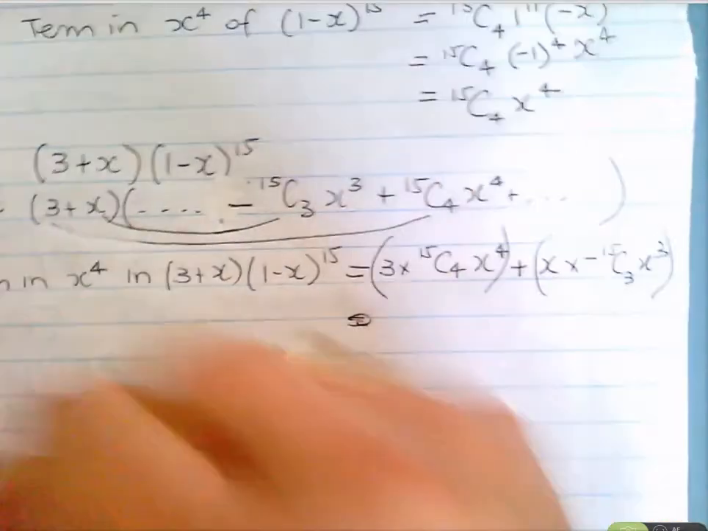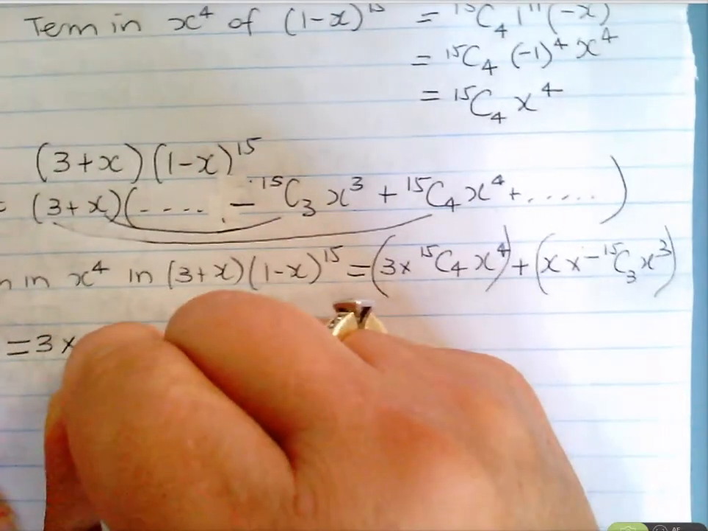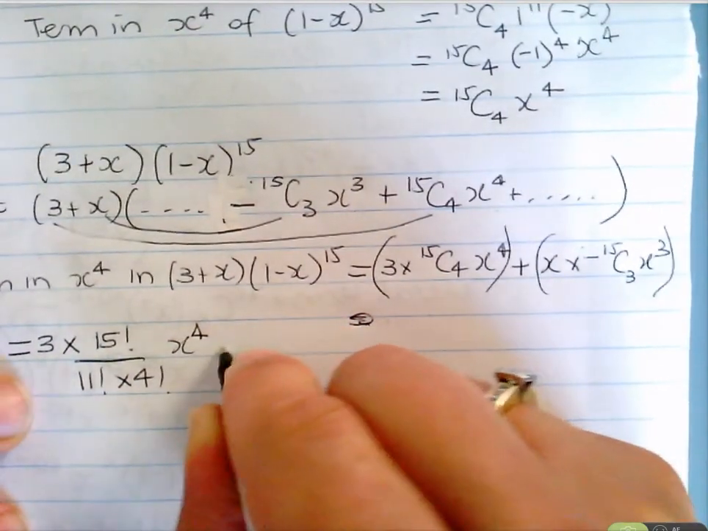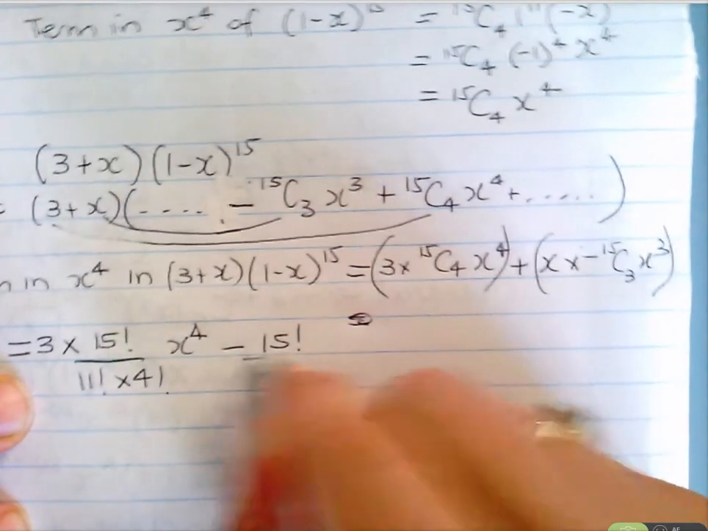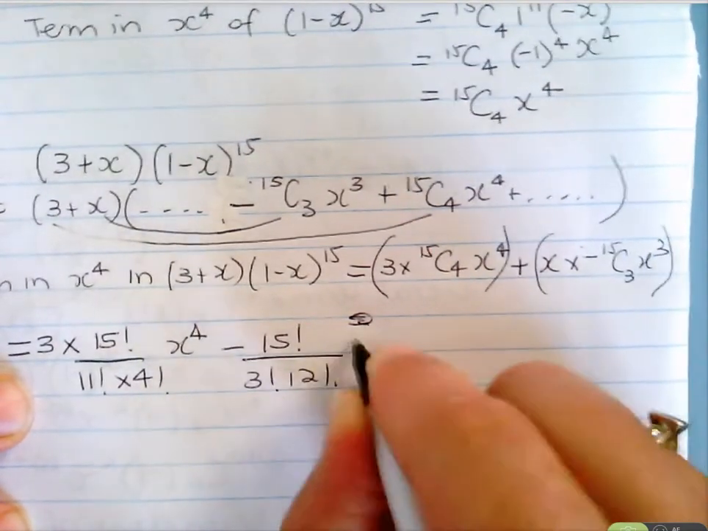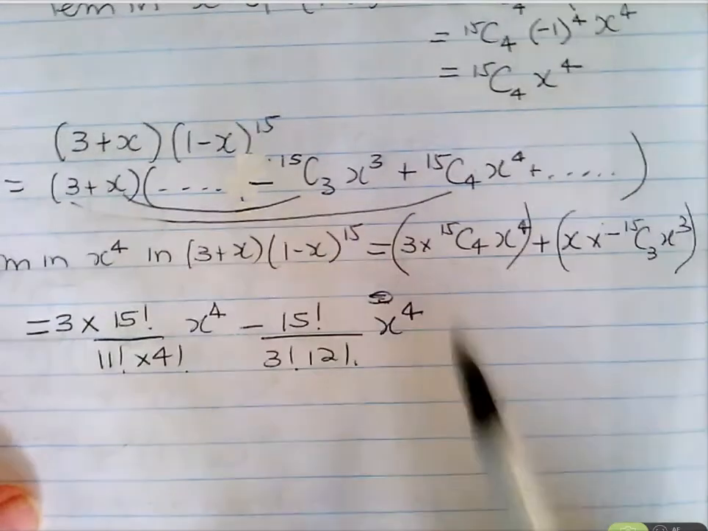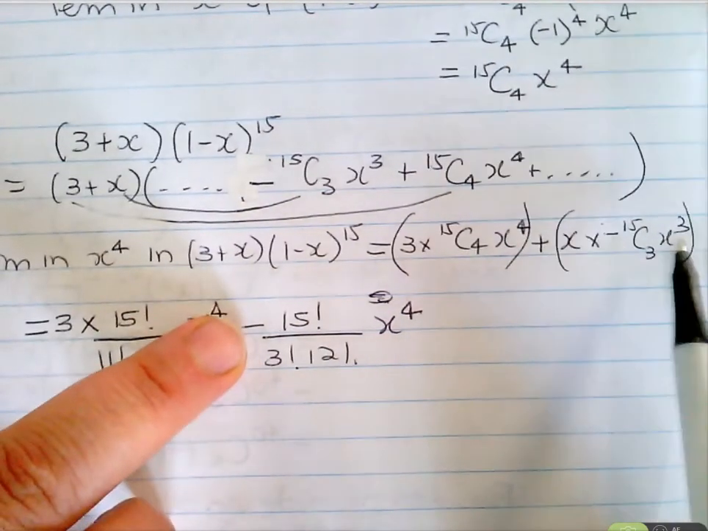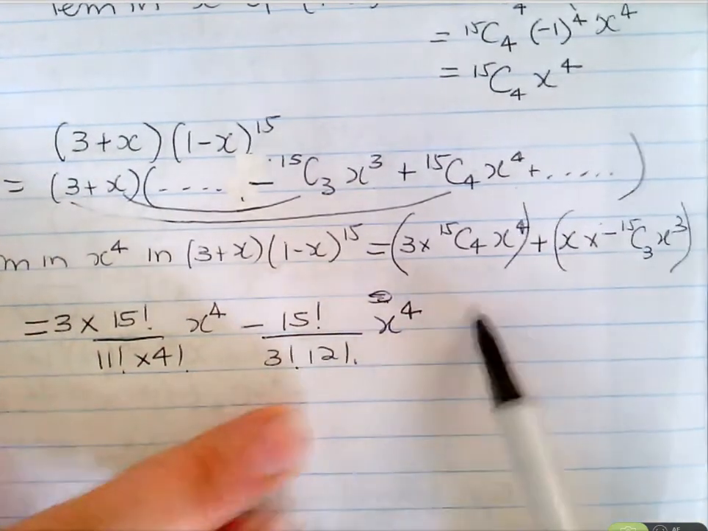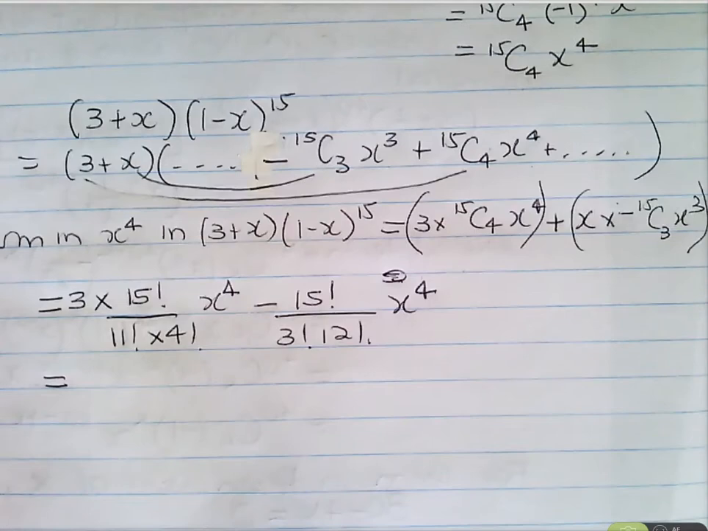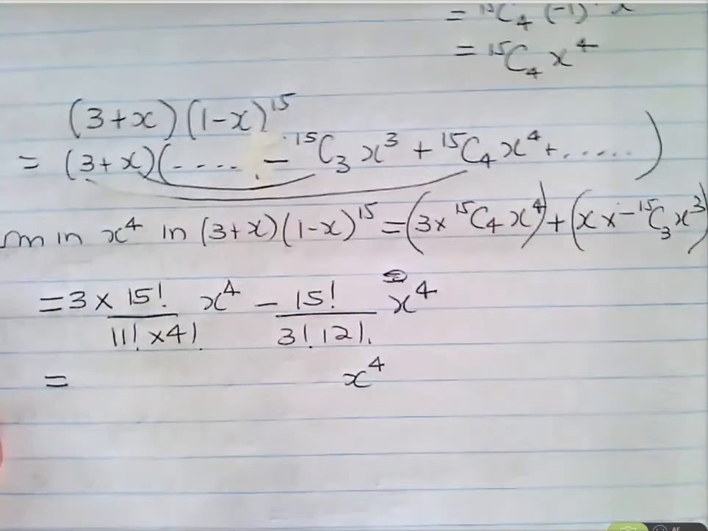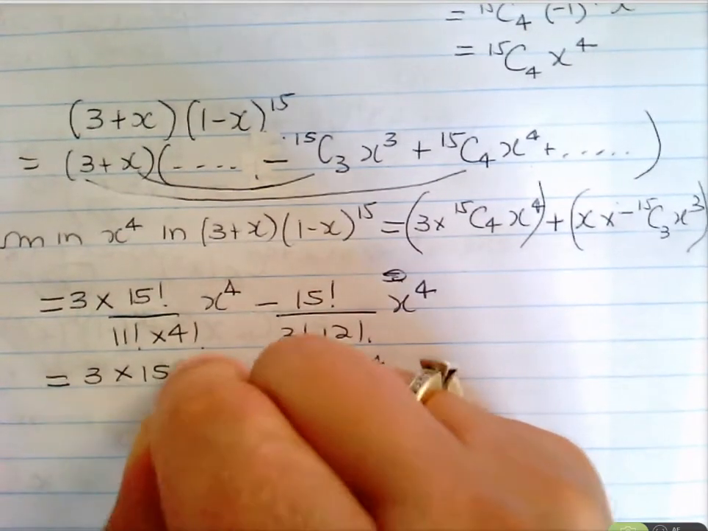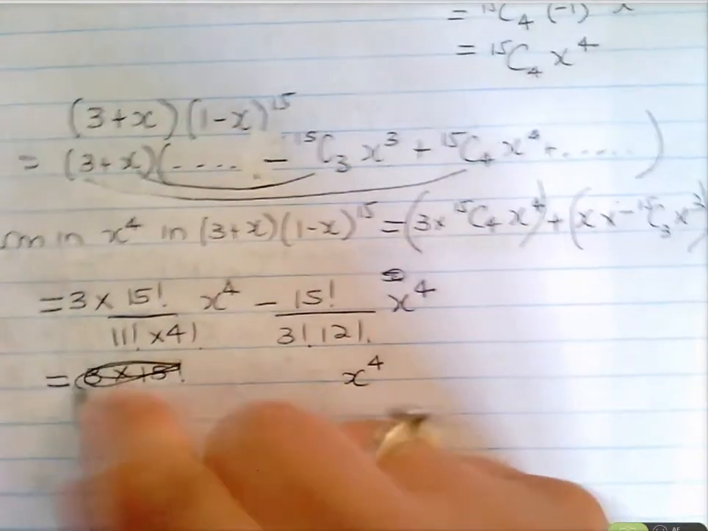You know, you can do it with factorials if you want. Haven't we got 3 lots of 15 factorial over 11 factorial times 4 factorial, x to the 4, minus 15 factorial over 3 factorial 12 factorial x to the 4. That's what you've got. Look, 3 times 15c4 plus, there's a negative here, in other words, minus 15c3 x to the 4. If you want, you could do it like that. x to the 4 is a common thing. You could go common denominators if you want. Do you remember how we did that in another lesson? I don't care, just do it on your calculator.